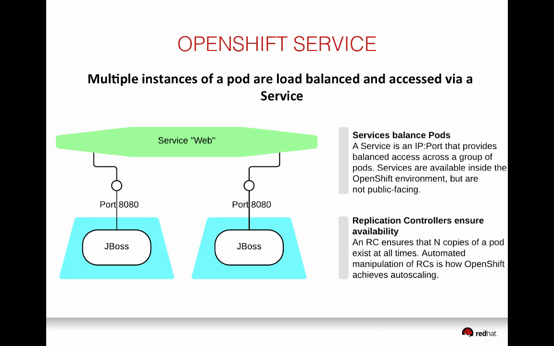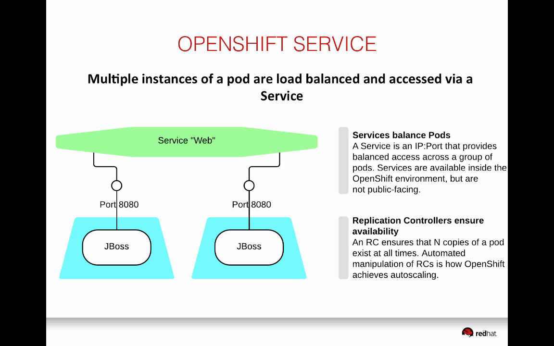Next is the concept of a service. When you have a bunch of pods for the same application component, right? So you take your, let's say, WildFly Swarm application that's deployed as a fat jar, and that's running as one pod instance. If you want to scale it up to 20 instances, those are 20 pods, and those 20 pods can be on any of the OpenShift nodes, right?